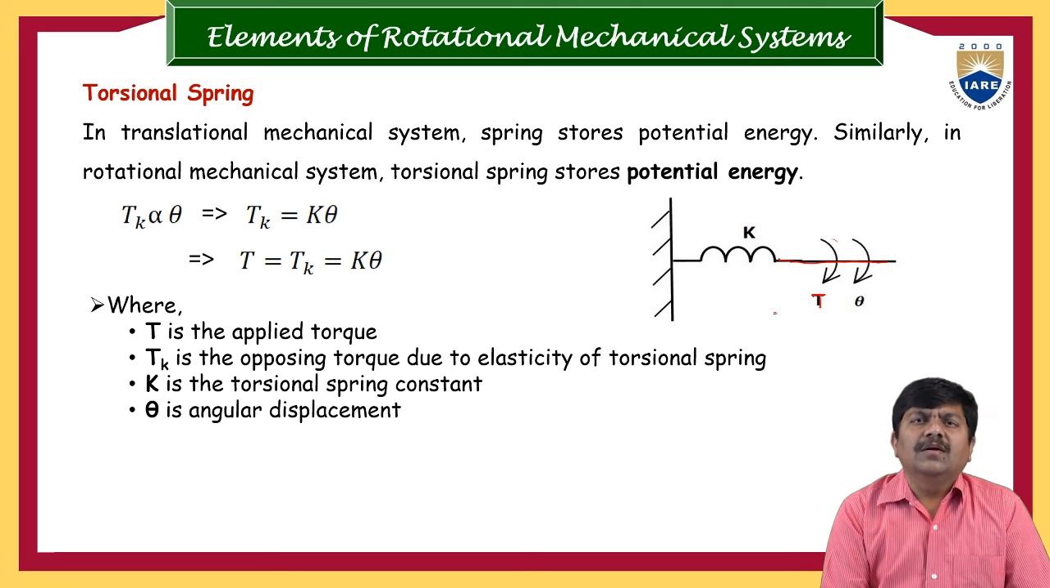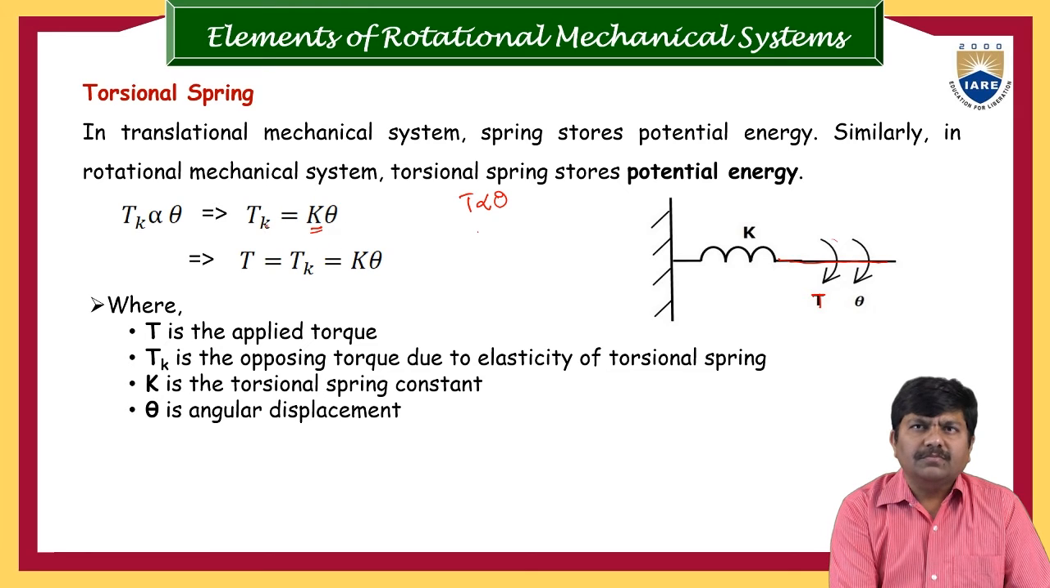The mathematical equivalent of this is that torque is directly proportional to theta. So however much twisting force you give, in the same proportion some compression energies will be generated in the body itself. Those are nothing but opposing forces. So torque is directly proportional to theta, and if you remove the proportionality, a constant K will be added here. That K is nothing but the stiffness constant.